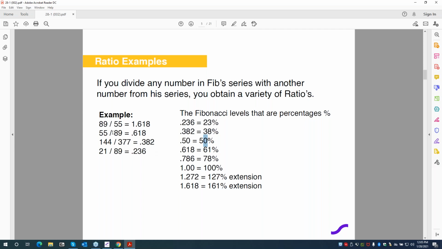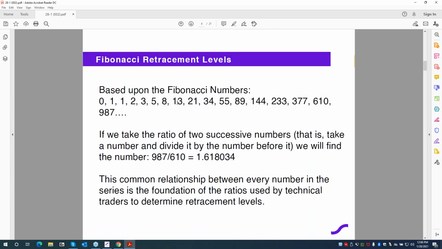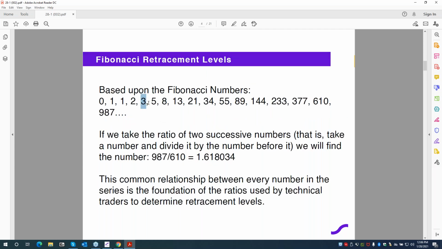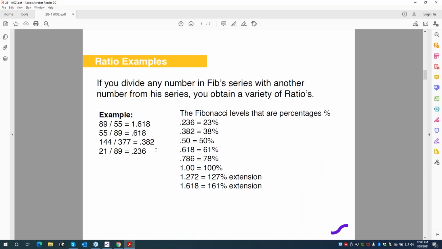If you take the numbers, say for example, 89 divided by 55, you'll come up with a ratio of 1.61, which is over here. This is just to show you that any random numbers you take from the series up here, and you divide them accordingly, you will come up all the time with the same numbers. Like 0.23 is basically 23%, and 0.38 is basically 38%. You can copy these numbers and do those calculations so that you can see how the Fibonacci retracement levels are created.